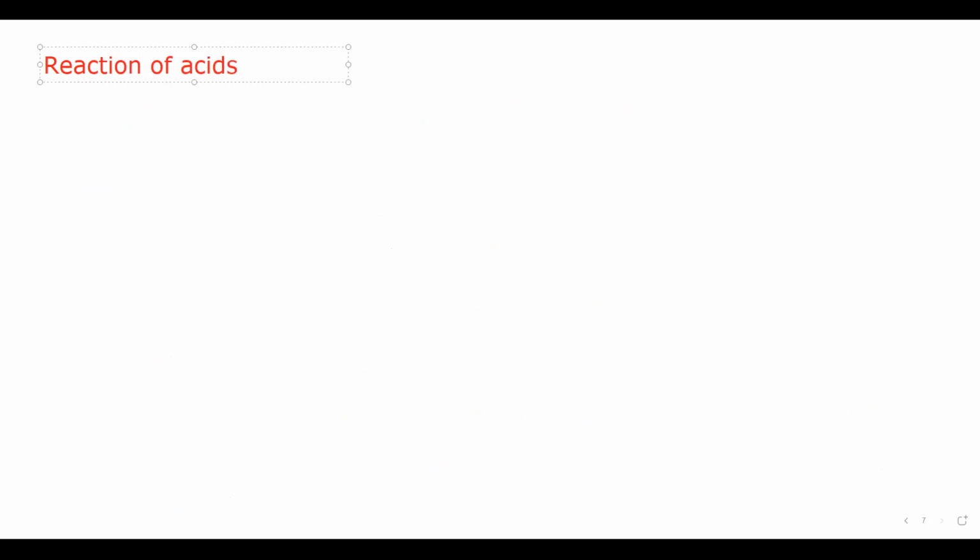Number 1, when any acid reacts with a metal, this will result in the formation of salt plus hydrogen. So acid plus metal gives salt and hydrogen. You have to recall the reactivity series, because not all metals react with acid.